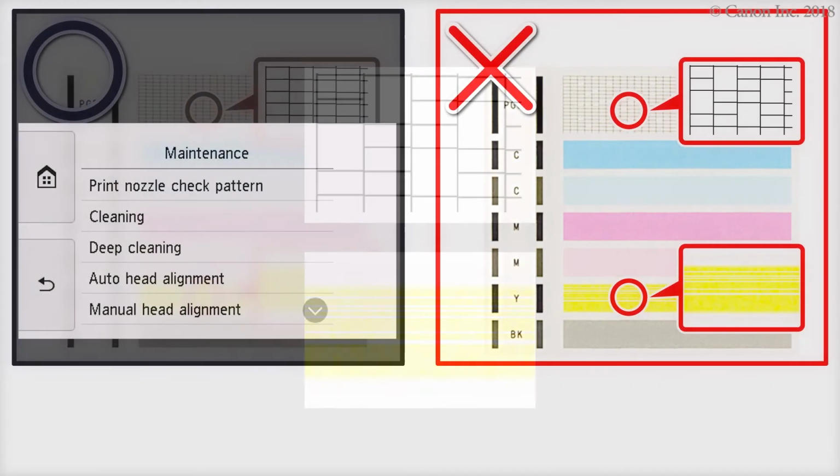If the pattern has not improved after two cleanings, perform a deep cleaning and check the pattern again.